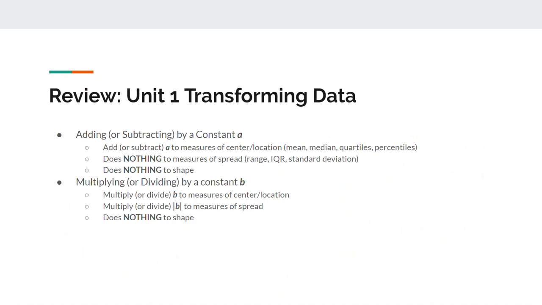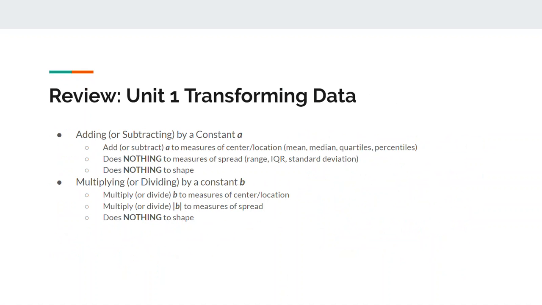Transforming data. We'll touch on transforming data. The way you transform data is adding constants, subtracting constants, multiplying by constants, dividing by constants. So this would be if you were converting from inches to centimeters, inches to feet, pounds to kilograms, Celsius to Fahrenheit, all these sorts of things. That's our transforming of data.